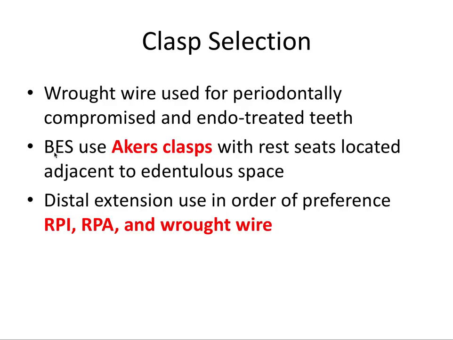For a bounded edentulous space, ideally use Akers clasps with rest seats located adjacent to the edentulous space. This is very common. Again, why Akers clasps are so common is because they just really work in a lot of different scenarios. Bounded edentulous spaces most often will use these. And for distal extension, you want to use in order of preference the RPI, which is rest proximal plate I-bar, RPA, and wrought wire. Those are the top three choices for the clasp design adjacent to a distal extension area.